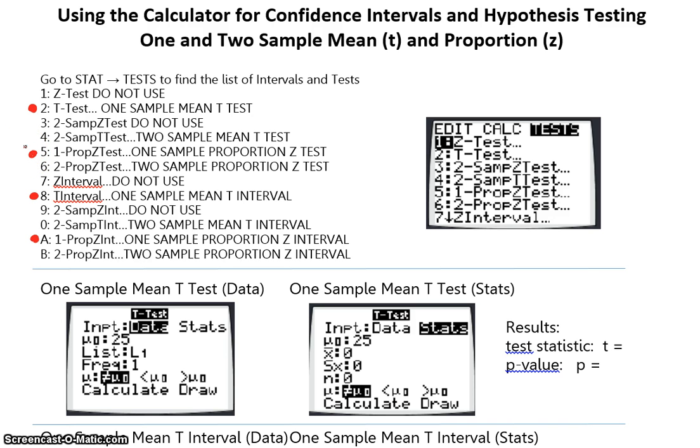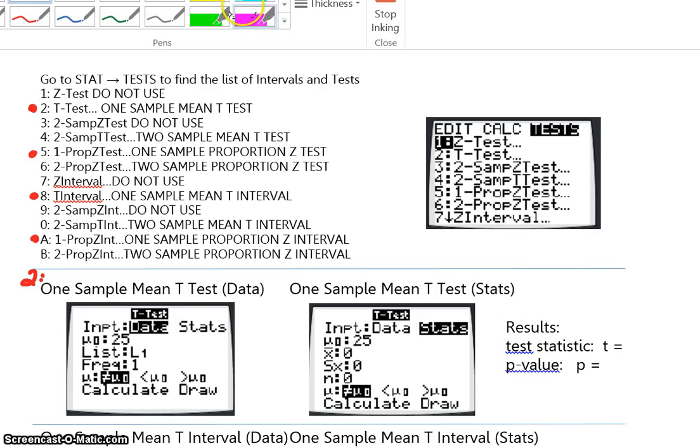Okay, so this first one is a one sample mean t-test, and this is number 2 from up above there. And it can come to you in 2 ways. You either have the data or you have the statistics. The data would be when you put things into a list. You have a list of data. Statistics is if you have X bar and so on and so forth. So what we're going to do here is define what some of these things are.